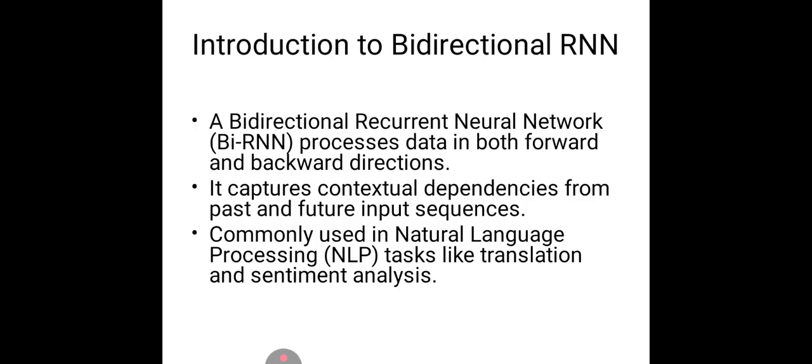First is the introduction to bidirectional RNN. A bidirectional RNN, commonly called bi-RNN, is a special type of RNN that processes the data in two directions, that is, both forward and backward. A normal RNN only looks at the past inputs, but the bidirectional RNN uses past context and future context, which makes the prediction more accurate. Bidirectional RNNs are widely used in natural language processing, especially tasks like translation, text classification, sentiment analysis, etc.